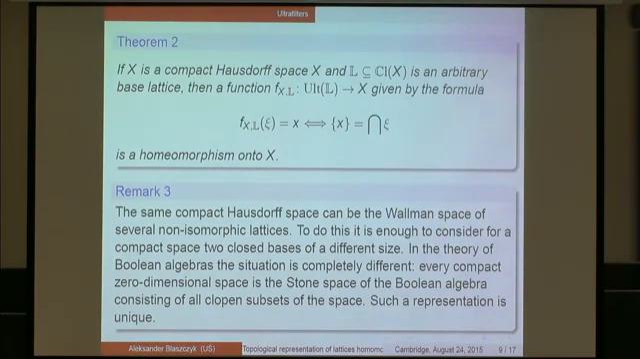What is the problem? If X is a compact Hausdorff space and L, a sublattice of the lattice of all closed subsets of X, is an arbitrary base lattice, then the function given by that formula is a homeomorphism. But let me note that the same compact Hausdorff space can be the Wallman space of several non-isomorphic lattices. To do that, it is enough to consider bases of several sizes. So from that point of view, that approach is not good because we do not have a direct translation.